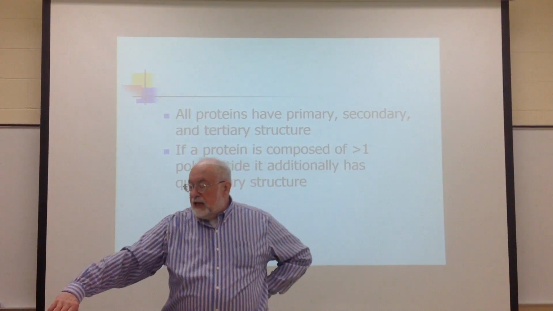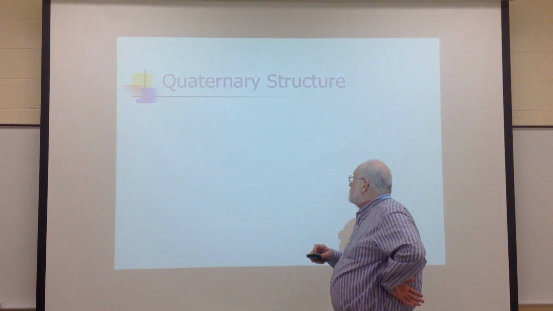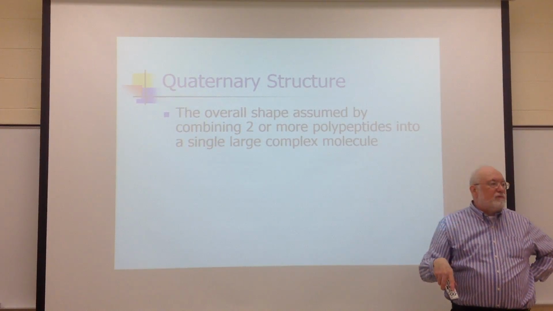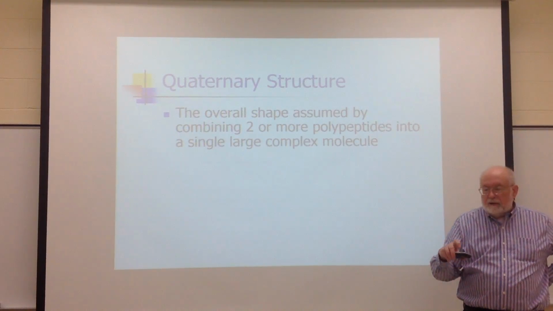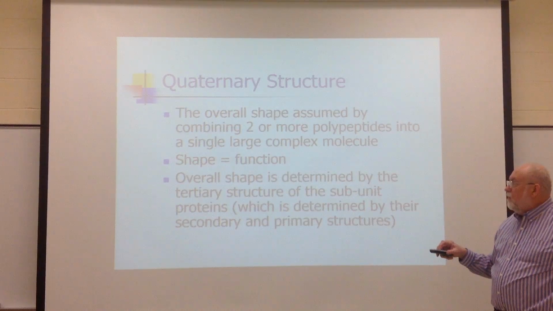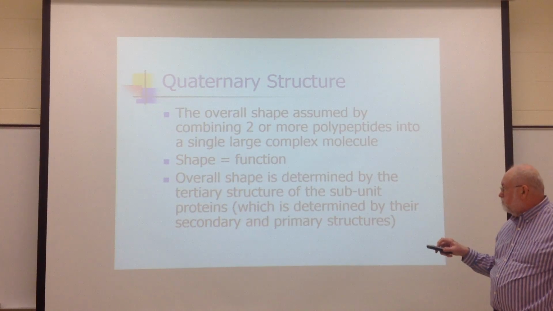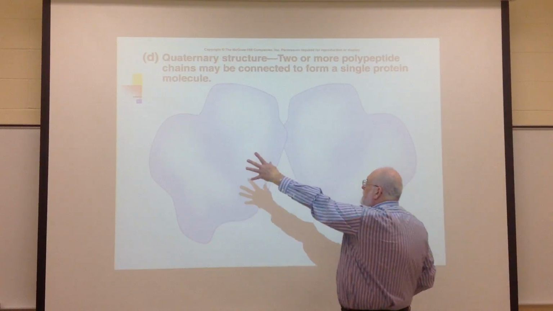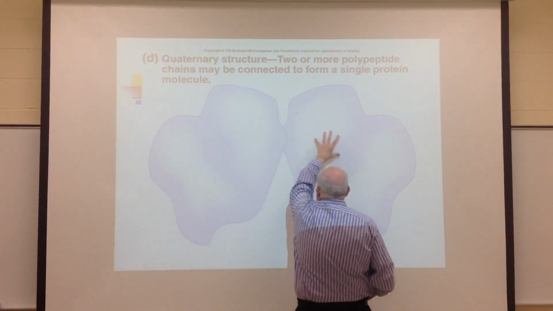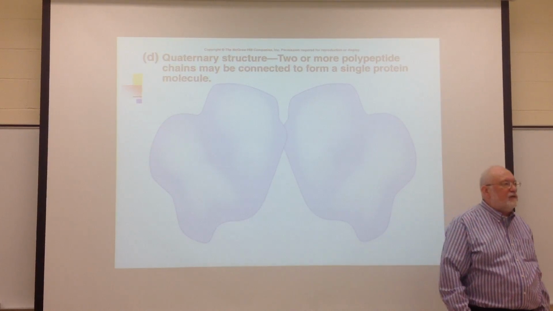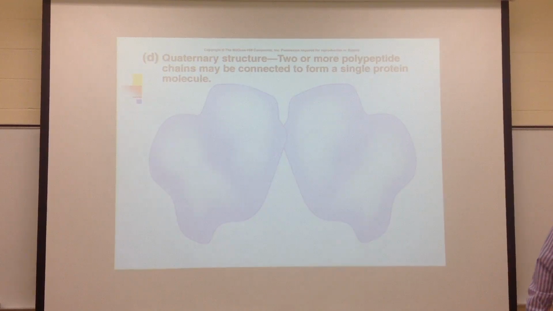All right? So, when we're talking about quaternary structure, we're talking about the overall shape that you get when you combine 2 or more protein or peptide subunits together. And, again, shape equals function. So if you alter the shape, you alter the function. If we take a look at this one, here we have, in this case, 2 peptides or proteins. There's one, there's the other, and they're combined together in this particular shape. And in order for this to have the intended function, that shape is very important.